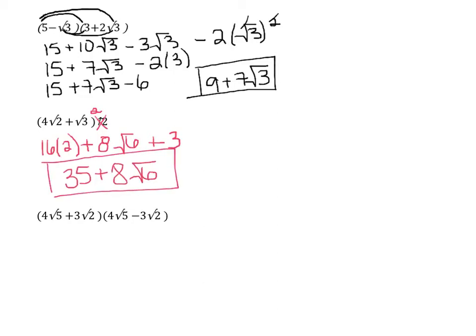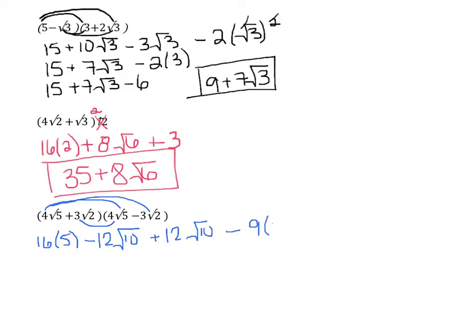So let's take a look at the last one. Again, we can FOIL. 4 root 5 times 4 root 5 is 16 times 5, minus 12 square root of 10, plus 12 square root of 10, minus 9 times 2. These middle terms cancel. We end up with 80 minus 18, which gives us, is that 62?